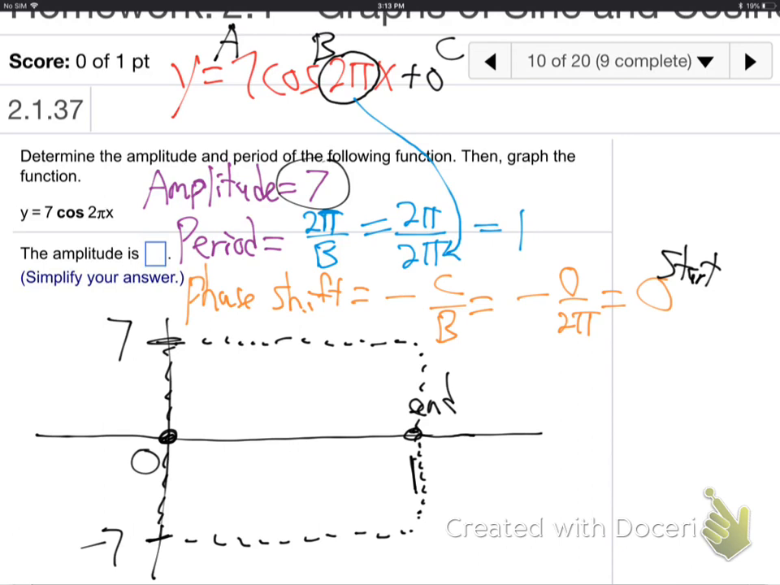You tracking with me? So it starts at 0, it ends at 1. We don't have to put the middle on, but you are right. It starts at 0, it ends at 1, because that's the period. That, in fact, is the phase plus the period, if you want to be real formal about it. 0 plus 1 is 1. The bottom and top, negative 7, positive 7. So we're going to put the graph in that box.